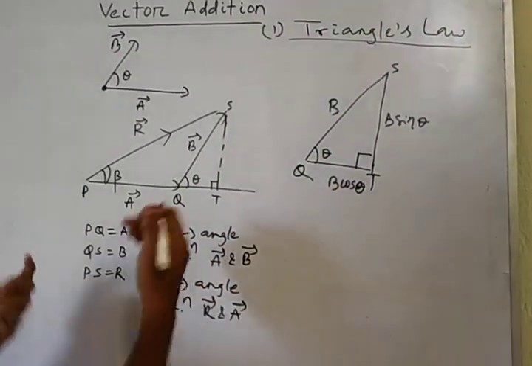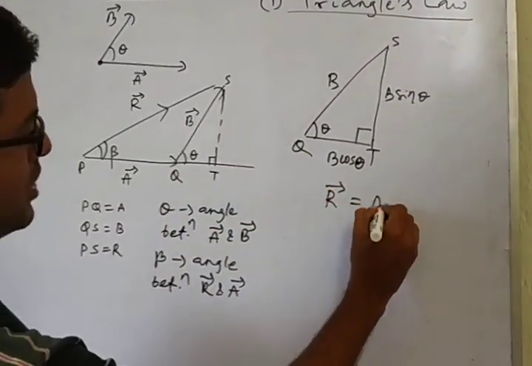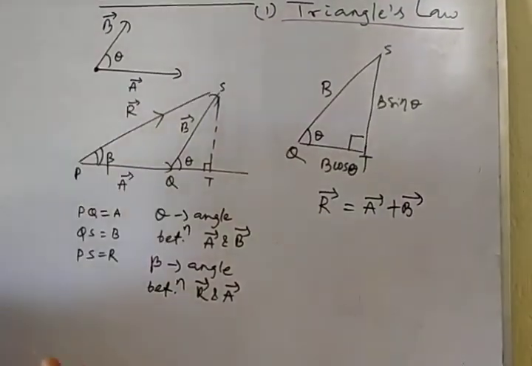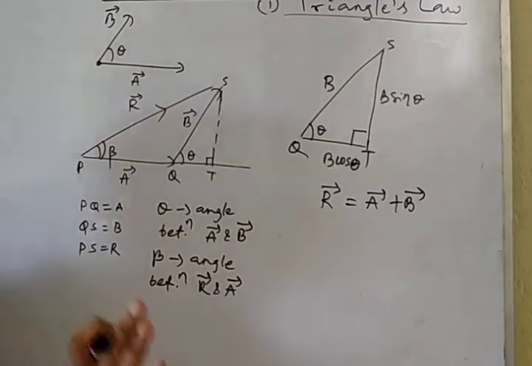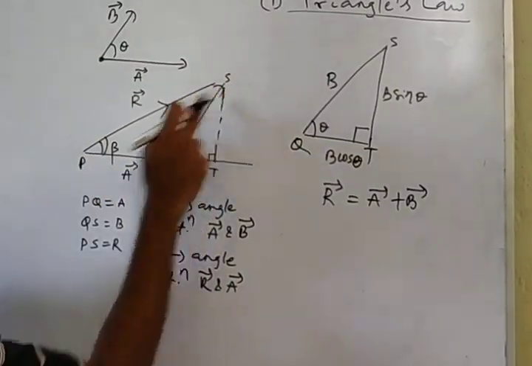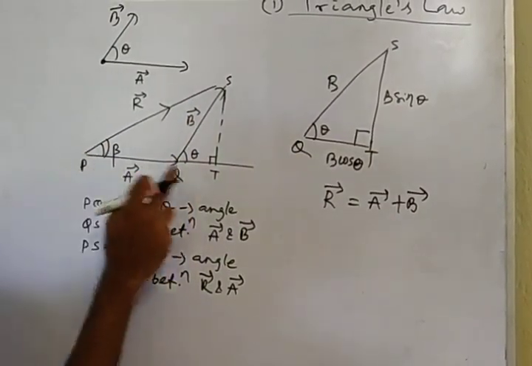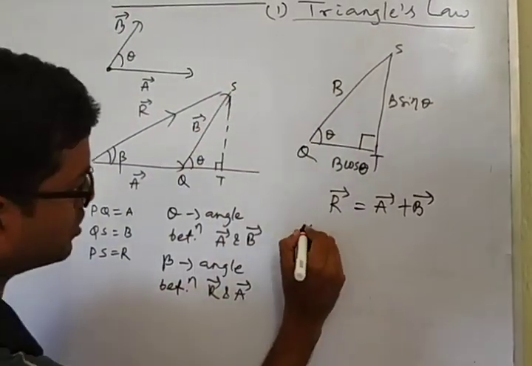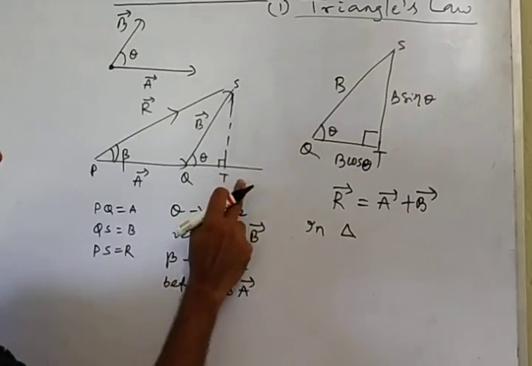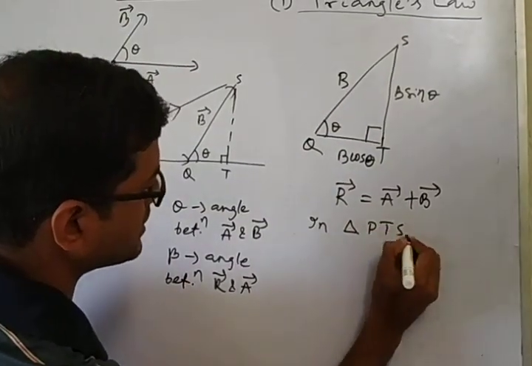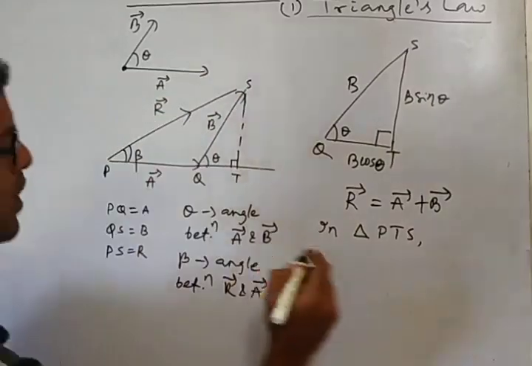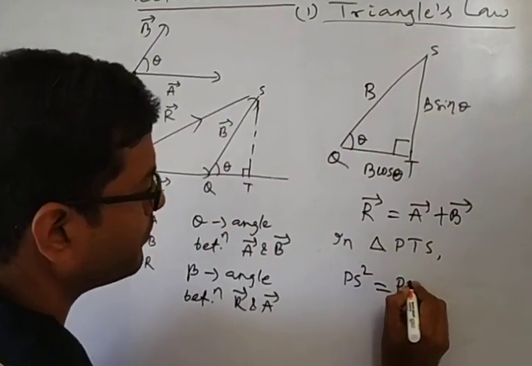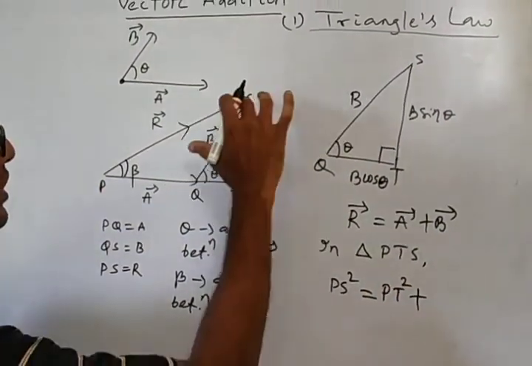Okay, now let's go to the equation. Already I have mentioned that r vector equals a vector plus b vector. Now, very simple, just recollect the idea from Pythagoras theorem. Using Pythagoras theorem in this triangle, you are watching two right angle triangles, PTS and QTS. First, in triangle PTS, using Pythagoras theorem, PS square equals PT square plus TS square.